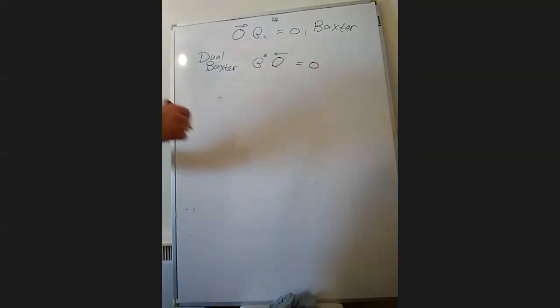Just to tell, the Baxter itself is an equation for the momentum-carrying Q functions, right? Baxter polynomials, and the dual Baxter is for the nested Q functions, which are at the highest possible nesting level. Opposite to the momentum-carrying. Yeah.